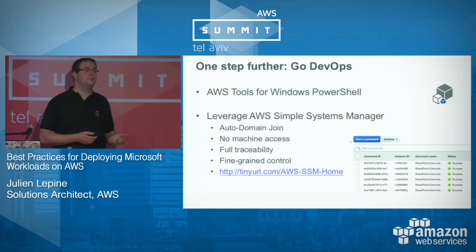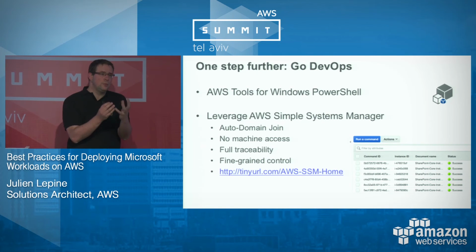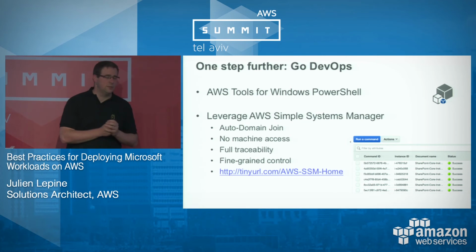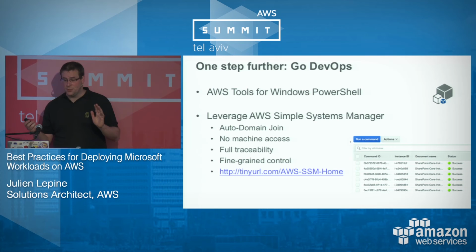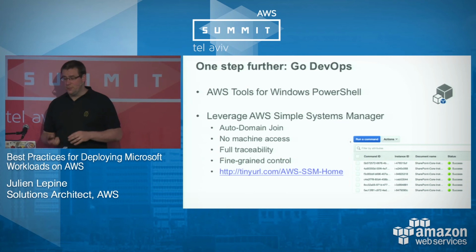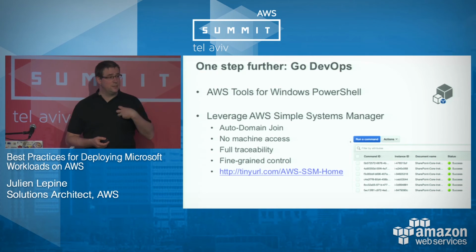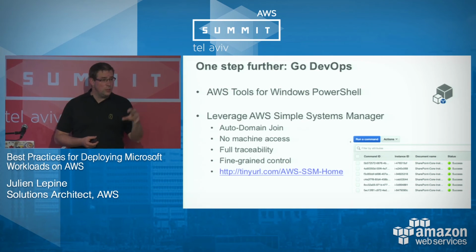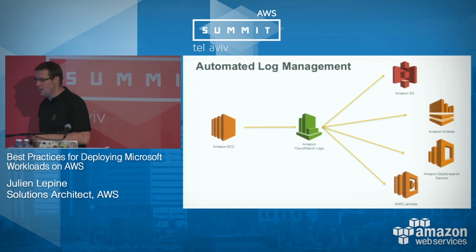And we also have new services such as AWS Simple Systems Manager, which helps you automate everything that is inside your machines. So when you start a machine, you can auto-domain join it. So really easy, the machine is going to be on the domain, ready to be used. You don't need to have any machine access. The machine is going to get the data itself. So no one will connect to those machines. And in terms of automation and capabilities, it's really key.